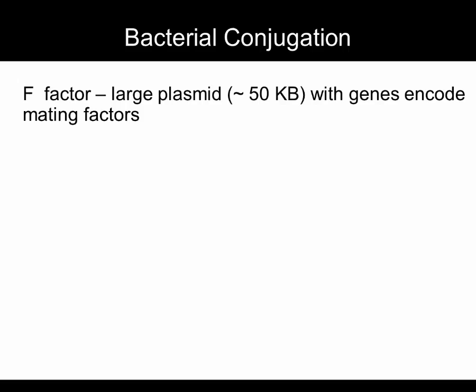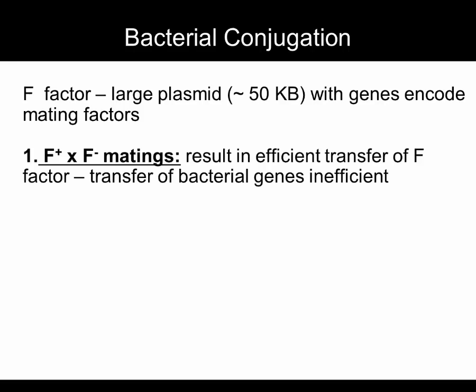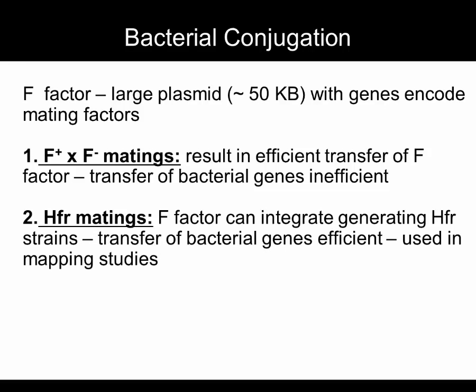To summarize, this is all possible due to the F factor, a large plasmid that encodes the genes required for mating. There are 3 types of matings that we looked at. F plus cross F minus matings results in the F factor being copied to a new host, but doesn't help with the transfer of chromosomal genes. HFR matings involve donors that have the F factor integrated into their chromosome. This allows for the transfer of bacterial genes that are closest to the site of F factor integration, and is important for gene mapping.